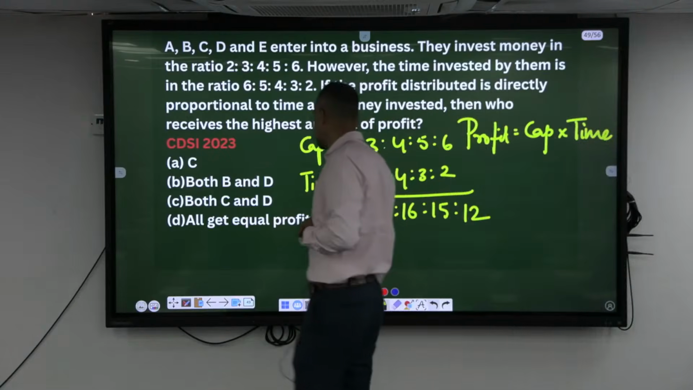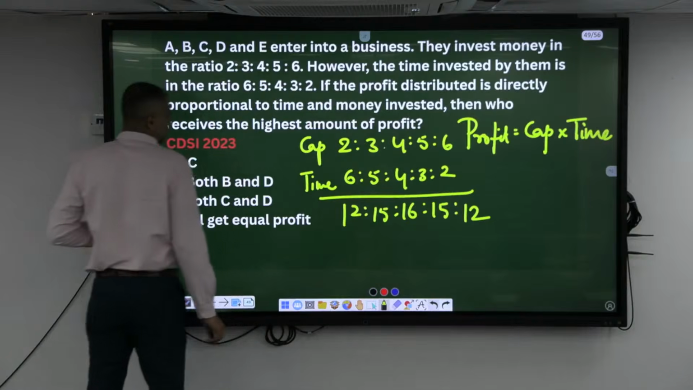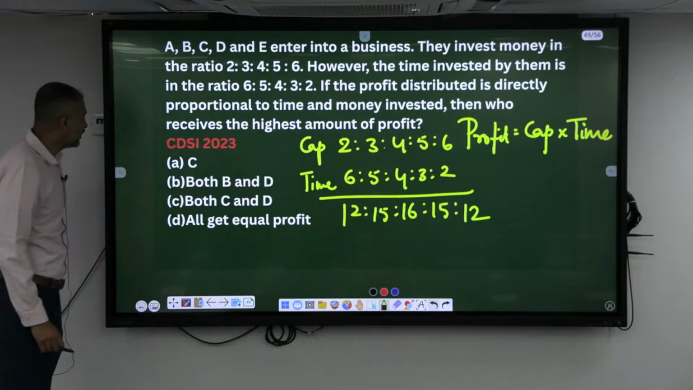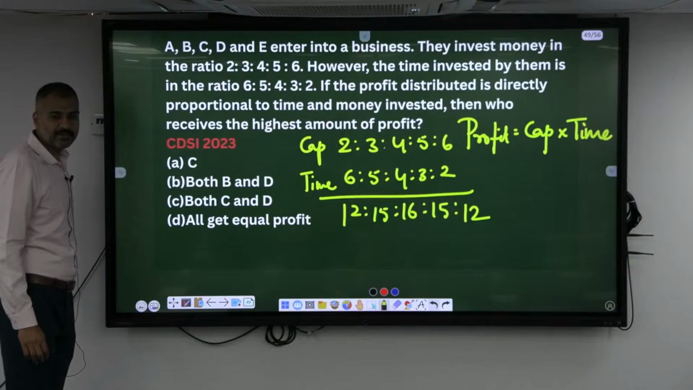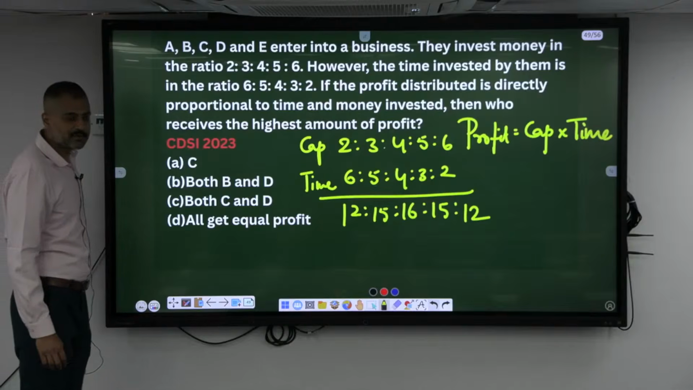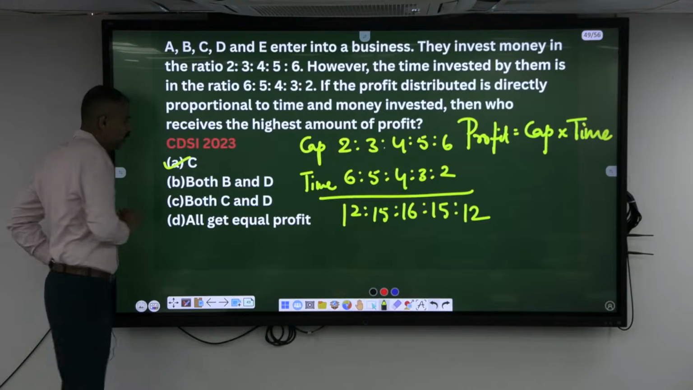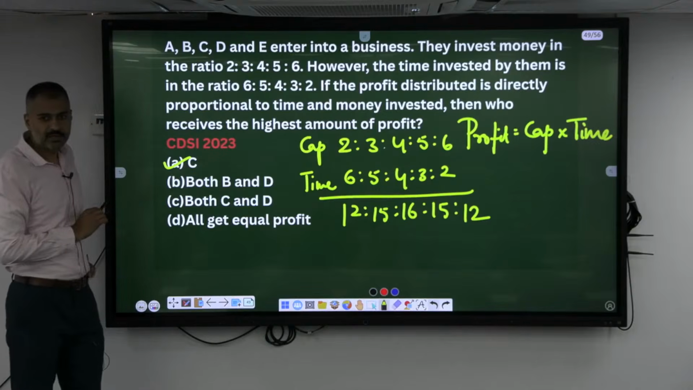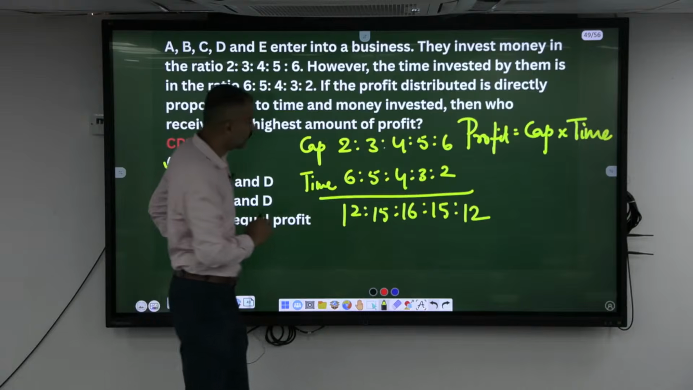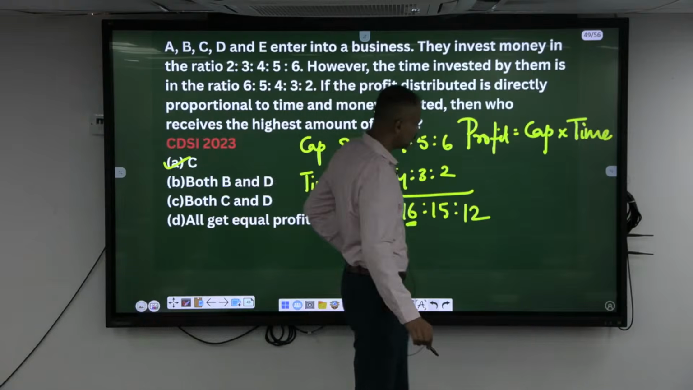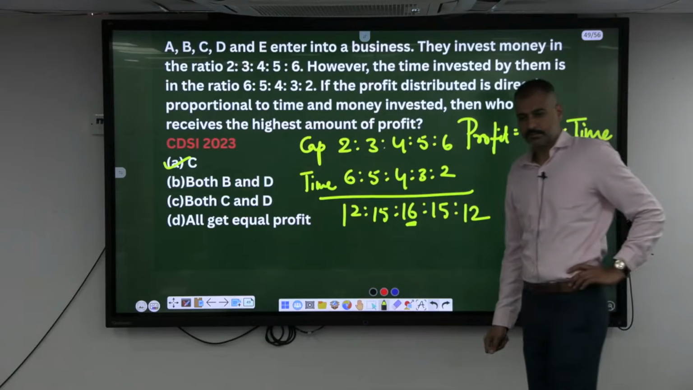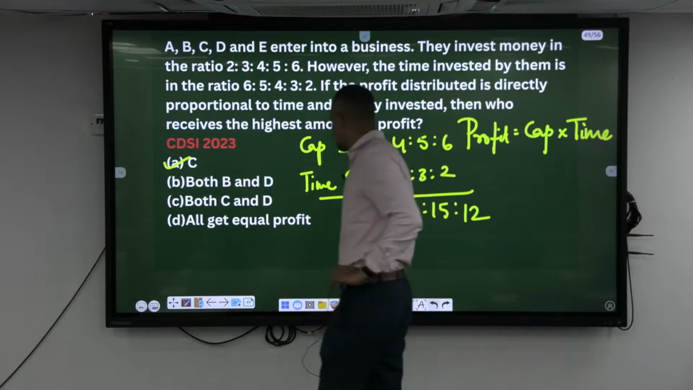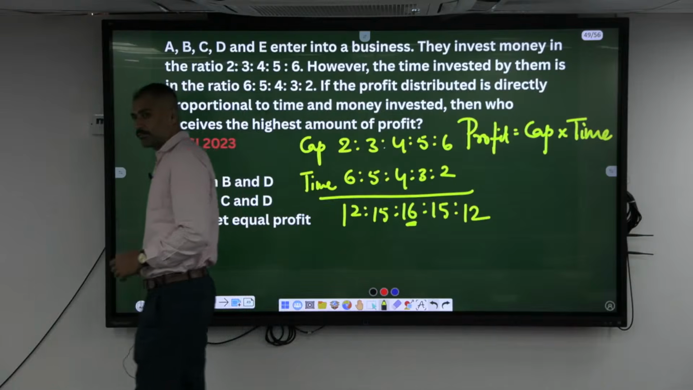Option C. Is that the appropriate? Who is getting the highest amount of profit, madam? Highest? C, only C, not both C and D. Okay, highest profit is 16. Got it?